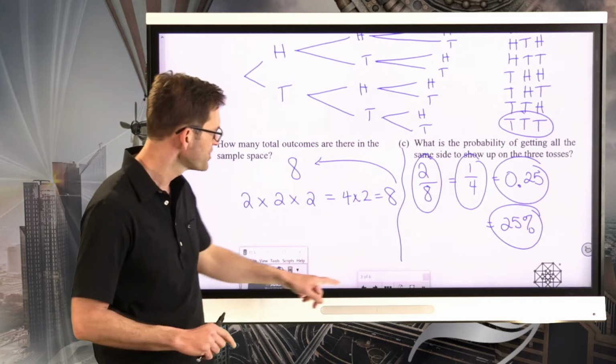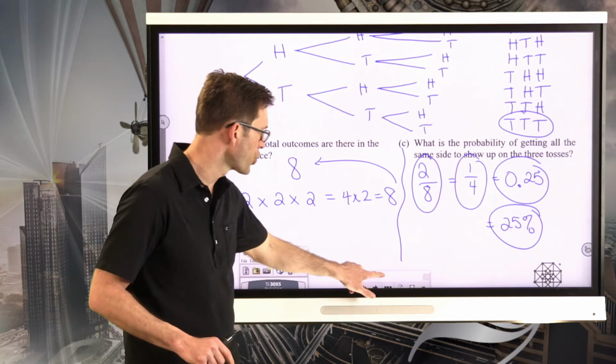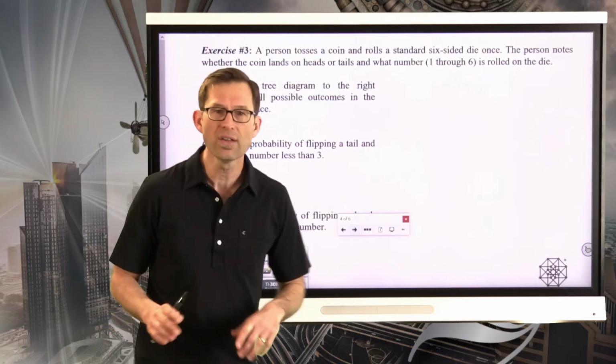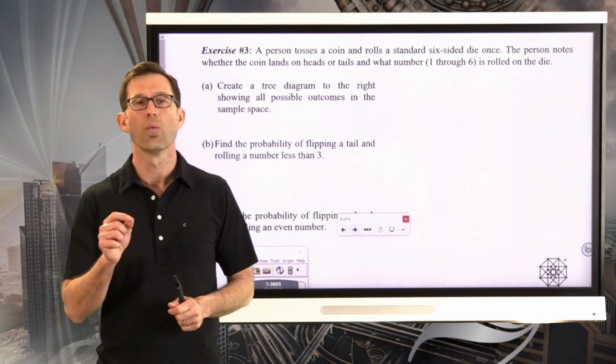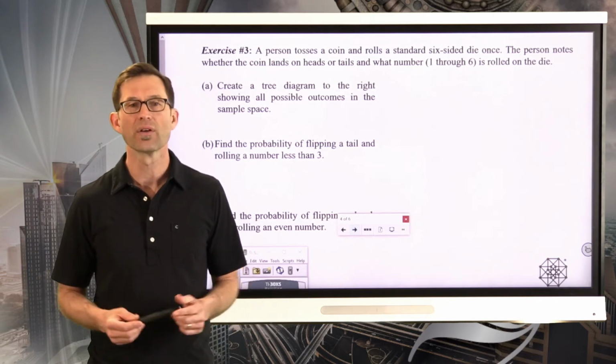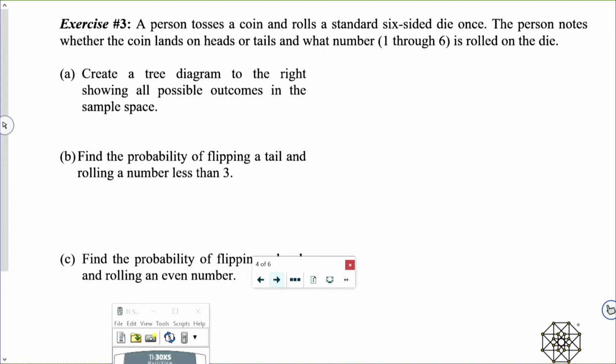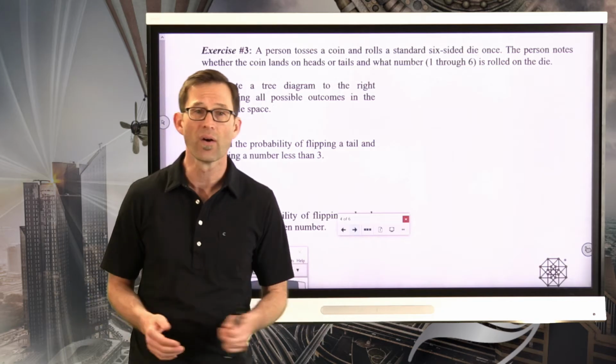All right, so let's keep working with these tree diagrams. They're one of the major ways that we keep track of things with compound events. Let's take a look at exercise number 3. A person tosses a coin and rolls a standard 6-sided die. The person notes whether the coin lands on heads or tails and what number, 1 through 6, is rolled on the die. Letter A asks us to create a tree diagram to the right showing all possible outcomes in the sample space. All right, awesome.